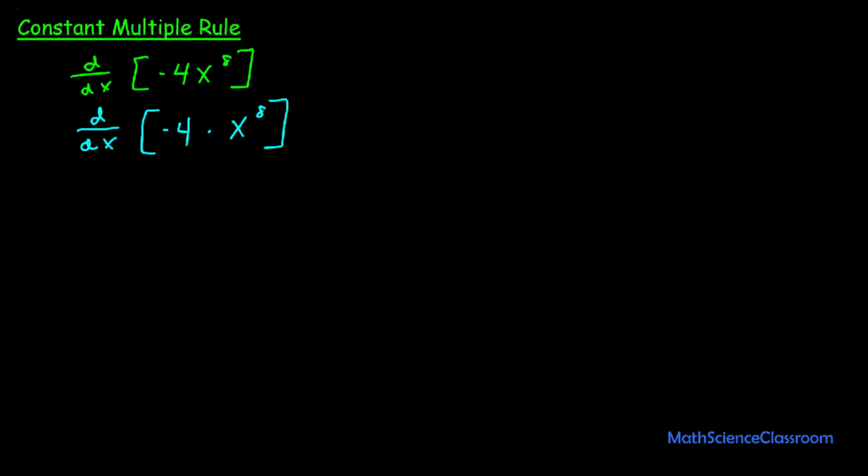Let's solve d dx of negative 4x to the 8th power. First, we identify the constant. So it's d dx of negative 4 times x to the 8th. Use the constant multiple rule by moving the constant. So we move the constant out of the differentiation. So negative 4 times d dx of x to the 8th power.